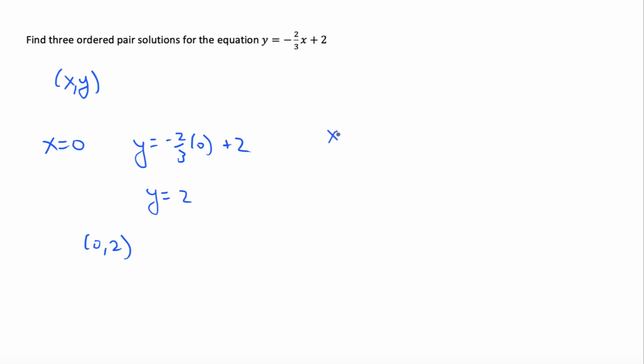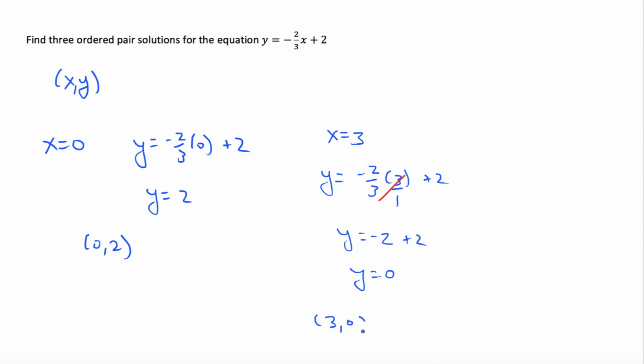So if I plug in 3 for x, notice y is going to equal negative 2/3 times 3 plus 2. Because of this 3 down here, negative 2 over 3 times 3, we can write the 3 as 3 over 1. And we notice that the 3's just cancel out. So y equals negative 2 plus 2, which is equal to 0. So that is our second ordered pair.